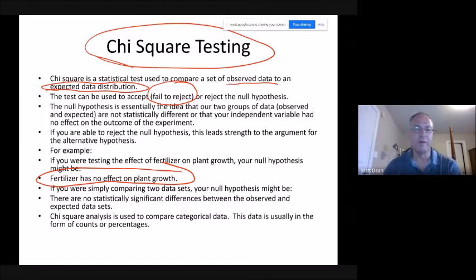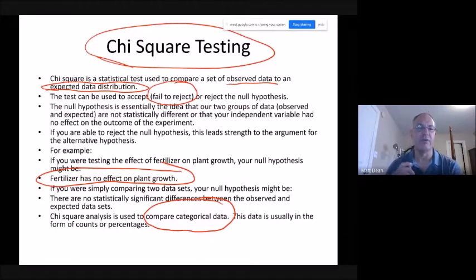One thing to remember about chi-square, it can only be used with what's called categorical data. This is typically data in the form of counts, like you're counting a certain number of things, or percentages. It's not used to compare means or averages or anything like that. So chi-square is used to compare categorical sets of data, usually in the form of either counts or percentages. I think the best way for you guys to understand chi-square testing is for us to work through some examples.